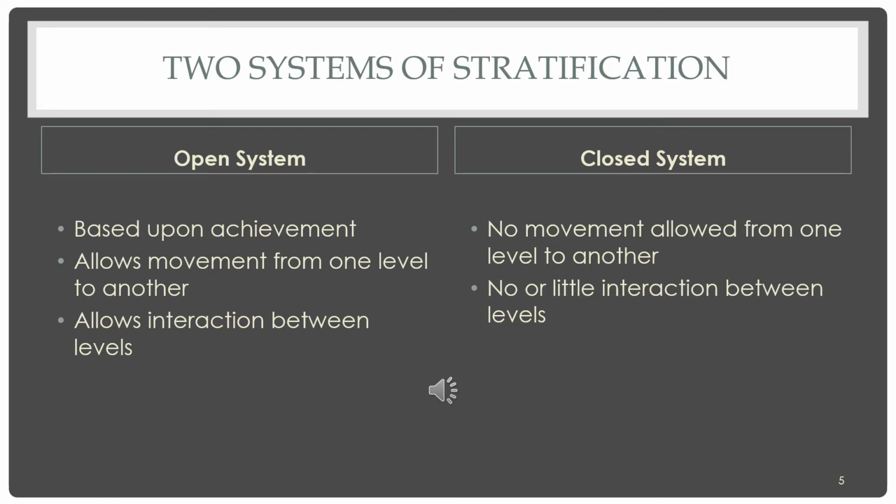Now, a closed system accommodates little if zero change in a social position. It does not allow people to shift levels, nor does it permit mostly social relationships between the levels. So there is no movement from one level to the other and no or little interaction between the people in them. So the two types of systems are open system and closed system.